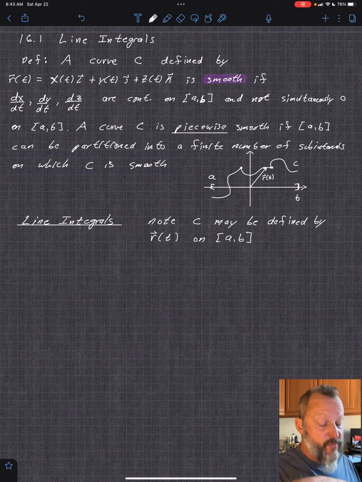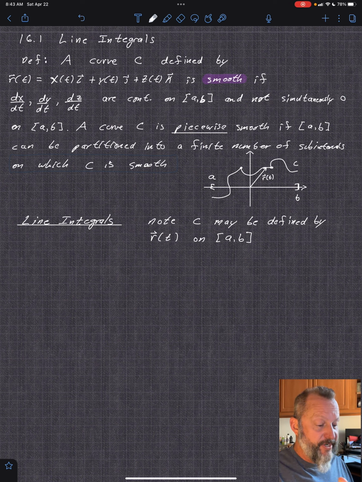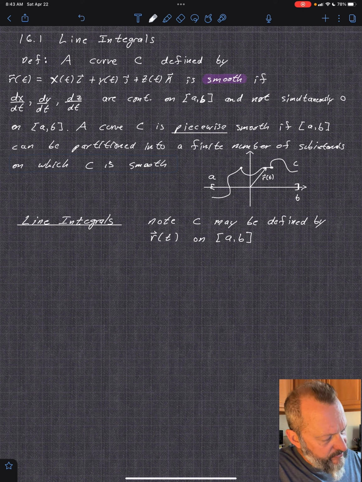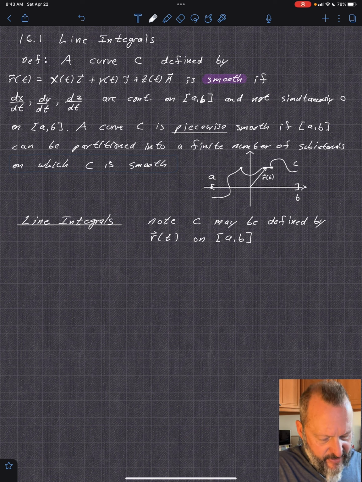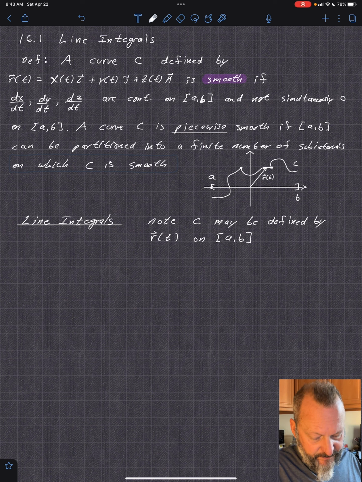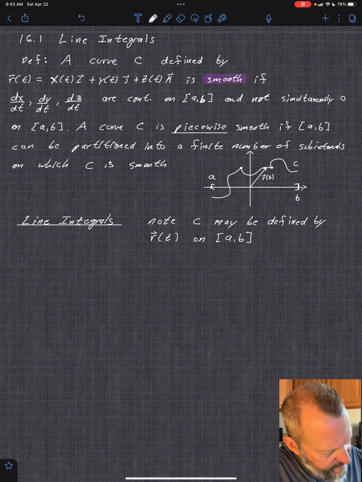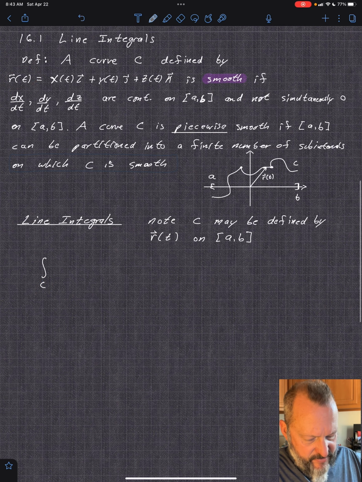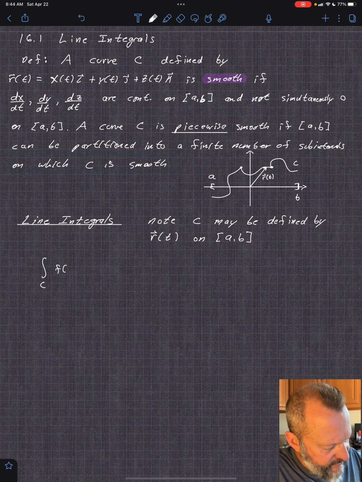So when you define a line integral, you're going to use a piecewise smooth curve defined by r. I mean, that's basically what's going on here. Right, so a line integral is this, and we're going to define it in terms of r or in terms of f of x, y, z. Okay, so it looks like this. You have the integral over C, right? So something defines C, of f of x, y, z.